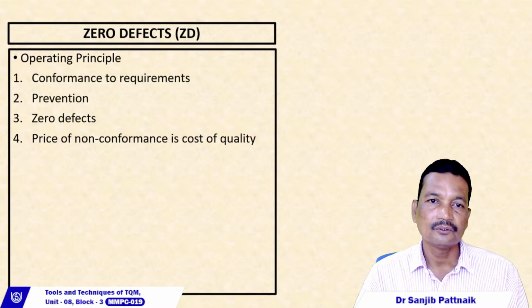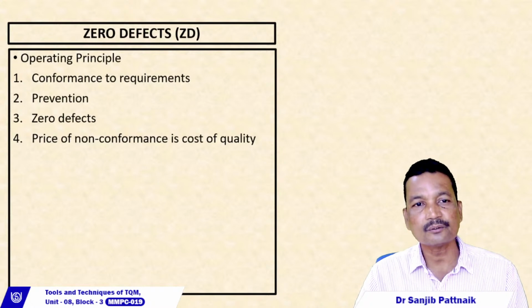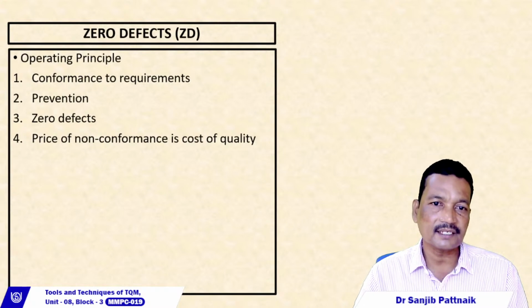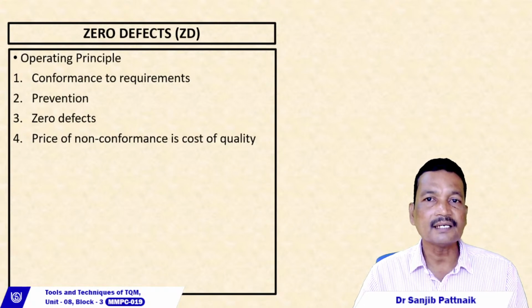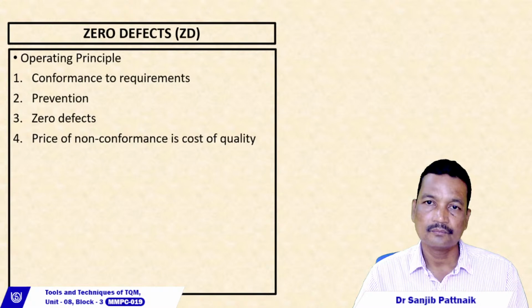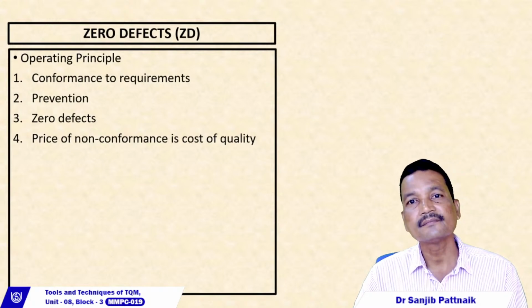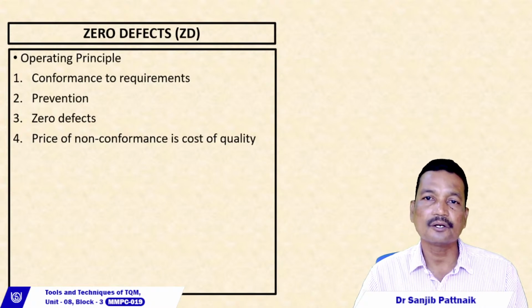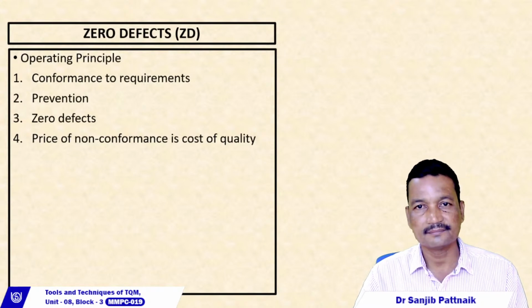Now, the last point is very important. If we are not conforming to the requirements, that means some kind of defects are cropping up, then that affects the quality of the output, and it will cost us heavily in terms of lost customers, or in other words, the cost of quality.